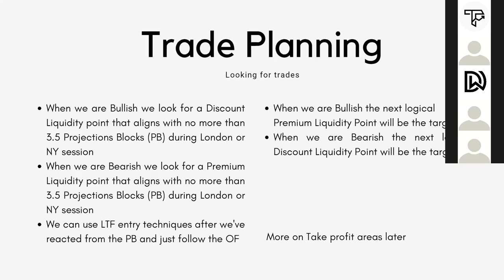When we are bearish, we look for a premium liquidity point that aligns with no more than 3.5 projection blocks. We can then use the lower time frame entry techniques after we've reacted from the projection block and just follow the order flow in the direction of the higher time frame analysis. When we are bullish, the next logical premium liquidity point will be the target, and when we are bearish, the next logical discount liquidity point will be the target.